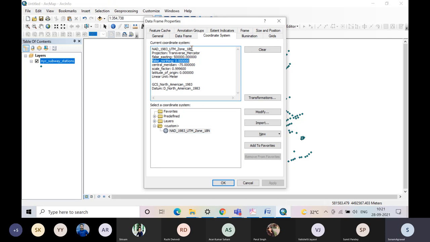What is the meaning of minus 75? What is the meaning of this negative value? West side. Yes, it is in the west. So what will be the boundary values? If the central meridian is 75 west, negative means west. What will be the right side and the left side boundary value? 180, minus 180 degree. What will be the extent, the longitudinal boundary values, if the central meridian is at 75 degree west?